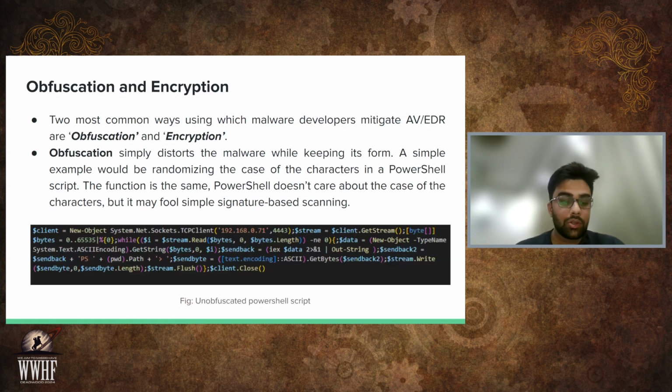So if you see the image below, here's an unobfuscated partial script. It's simply creating a TCP client and connecting it to a remote host. If you look at it, it is easy for us to identify that it's making a TCP-based connection, and these are the variables that are used. It's easy to understand for any analyst looking at it.